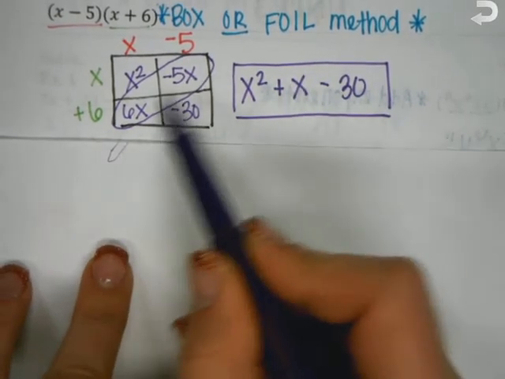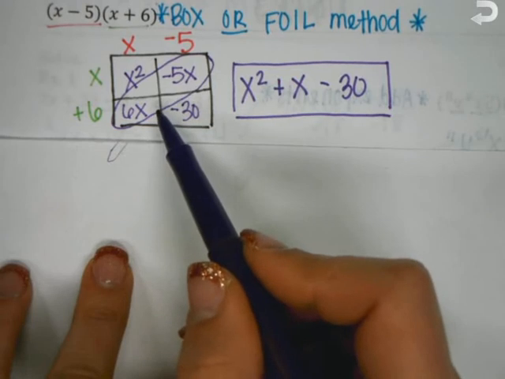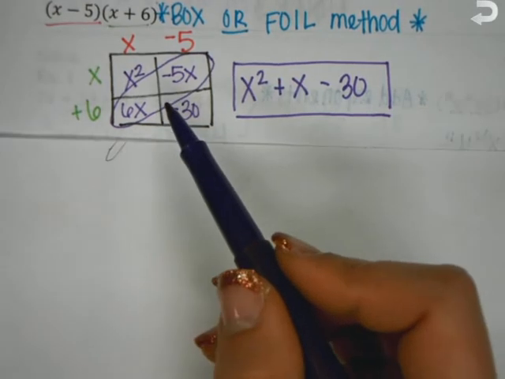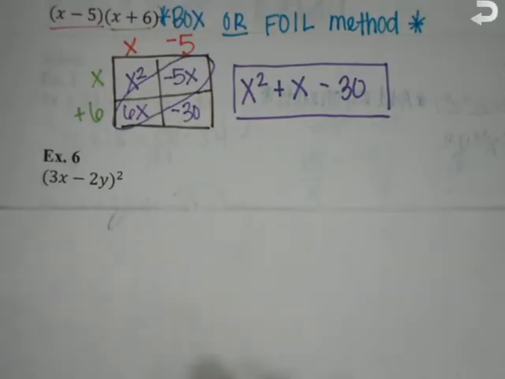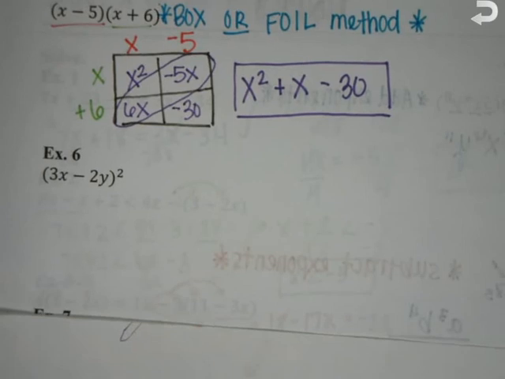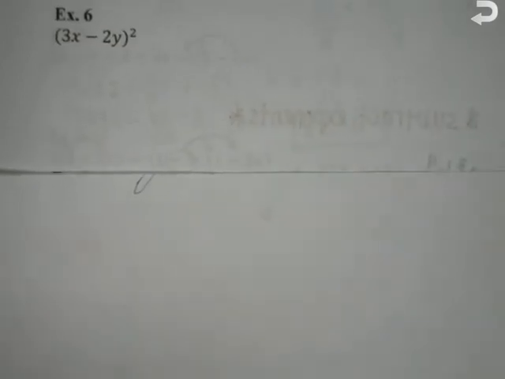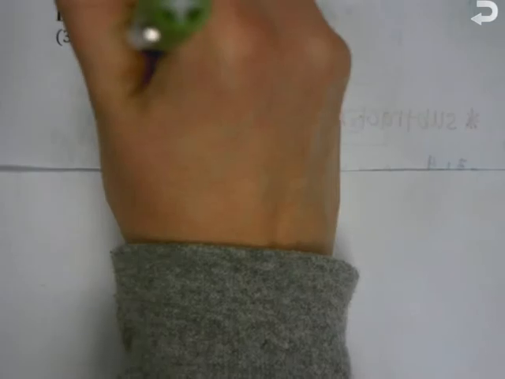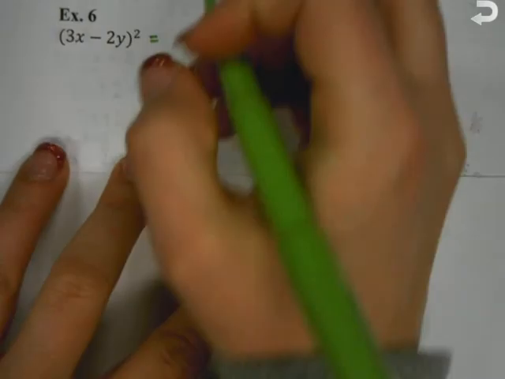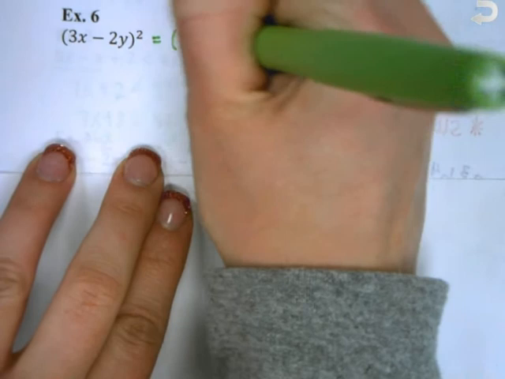Example 6: 3x minus 2y, all of that squared. What should I do first? Write it all out. Or what did I call it? Expand it. So let's expand this. This is the same as 3x minus 2y times 3x minus 2y.